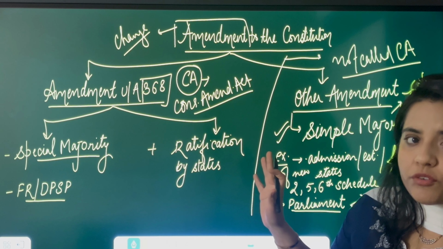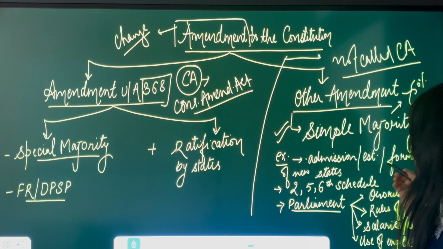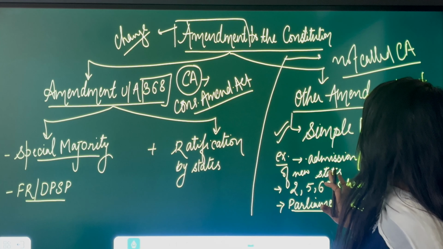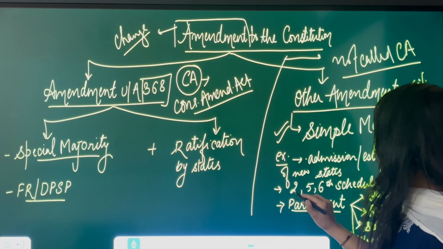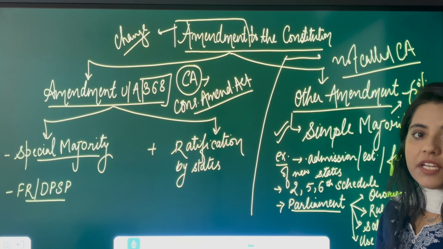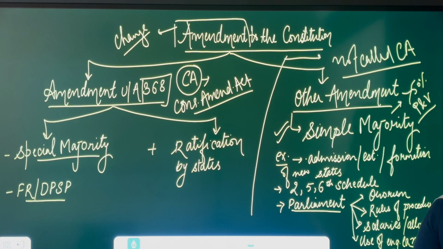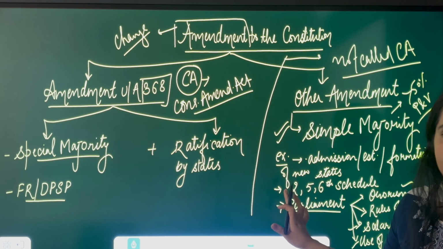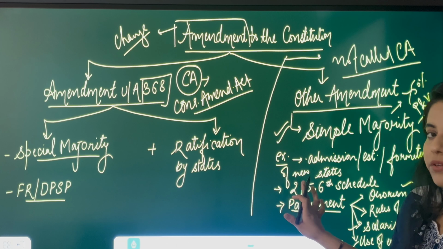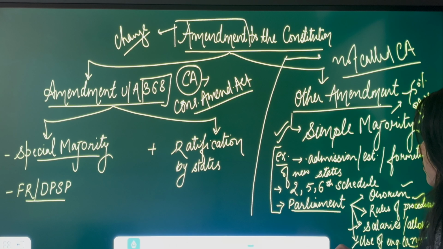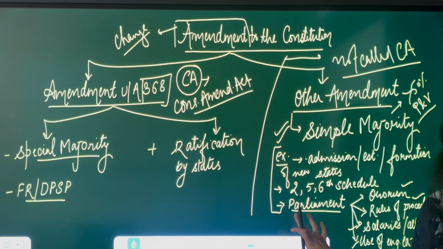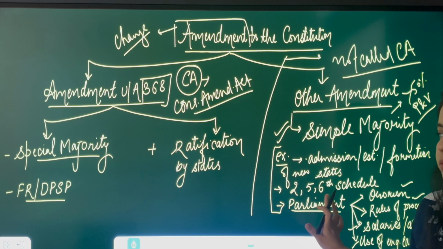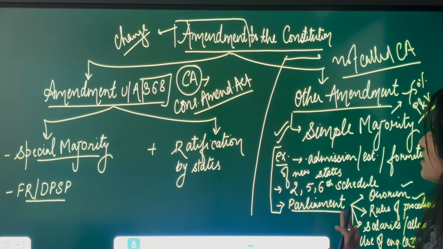So there are some provisions such as admission or establishment or formation of new states, which can be done by simple majority, and then changes in second schedule, fifth schedule, sixth schedule, then changes with respect to the matter of parliament, that includes quorum or rules of procedure, salaries, allowances. There is a list of these provisions, and this is a very factual thing. You have to memorize this. You will get it from the notes that you will get. So please remember all these provisions. This is important from your preliminary point of view, right? So this is done by simple majority, right?